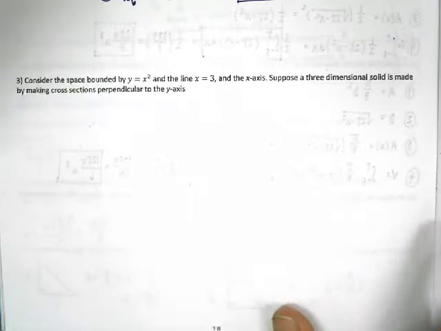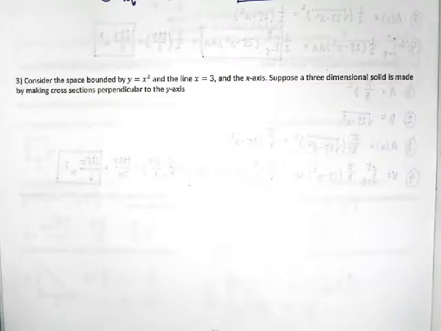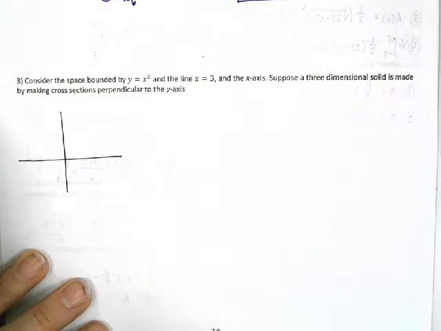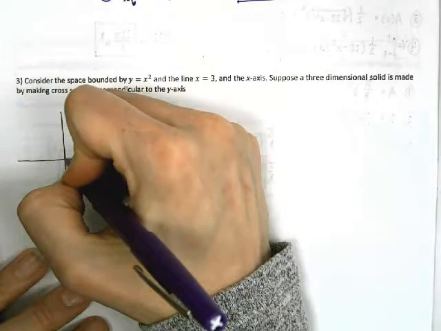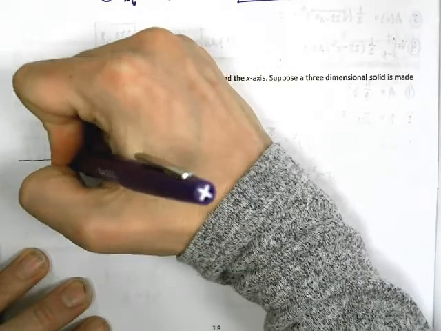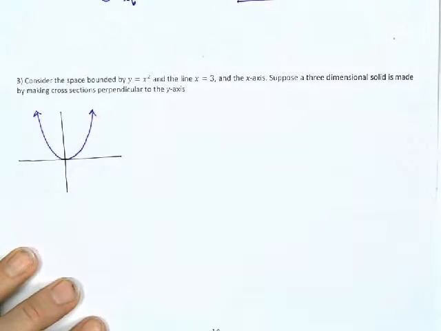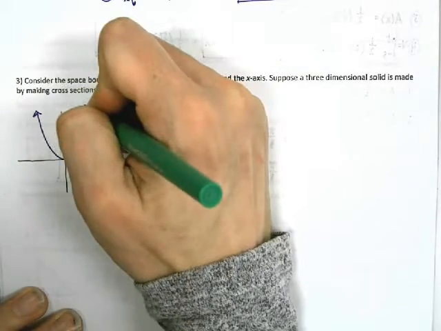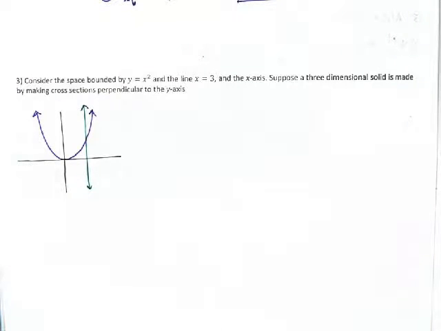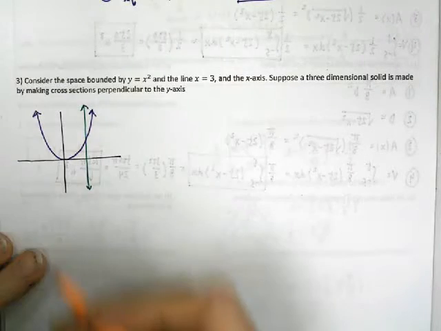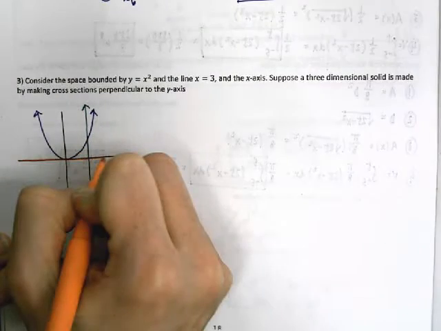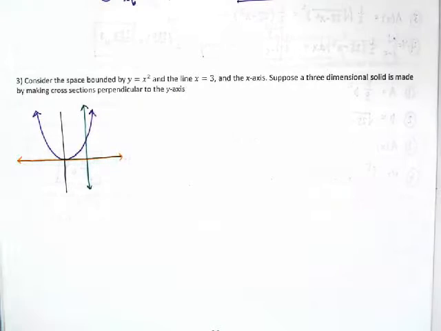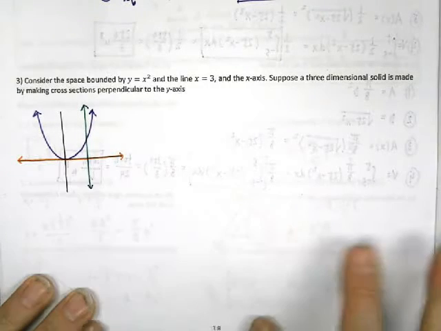We have the space bounded by y equals x squared. So let me see, let's get a picture of what this looks like. All right, so y equals x squared. The line x equals 3. And let's see, our other boundary here is the x-axis. So I'm looking for the region that's bounded by all 3 of these curves. So hopefully we can recognize it's this area here.